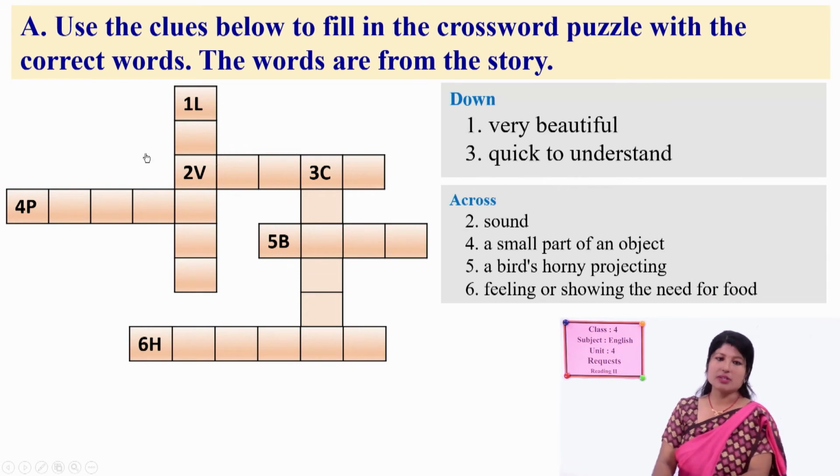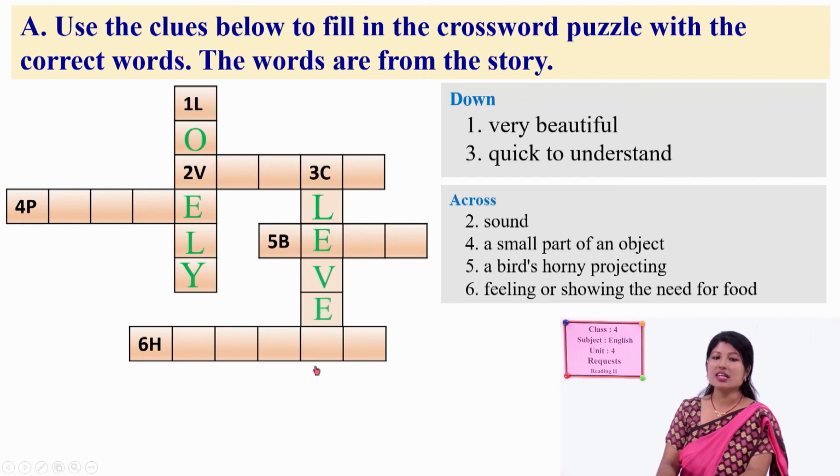Okay, what's there at first? See, L, very beautiful, L-O-V-E-L-Y, lovely. I'll show you where this word is in the paragraph later on. Let's finish this puzzle first. Quick to understand. Clever. C-L-E-V-E-R, clever. Tricky, right? Quick to understand.